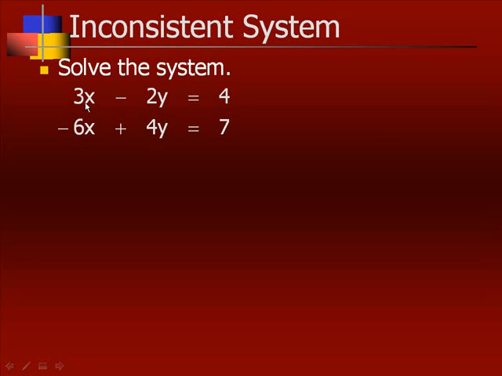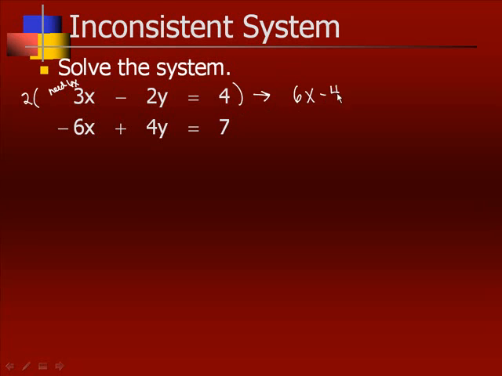So the least common multiple for 6 and 3 is 6. So we say, okay, let's do opposite 6's. Well, here's a negative 6, so up here we need a positive 6x. If we already had a 3, that means we're going to multiply the whole top equation by 2.